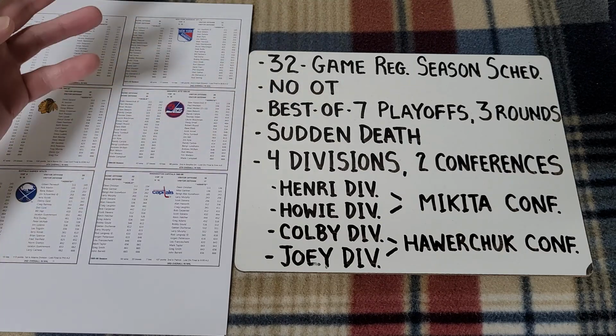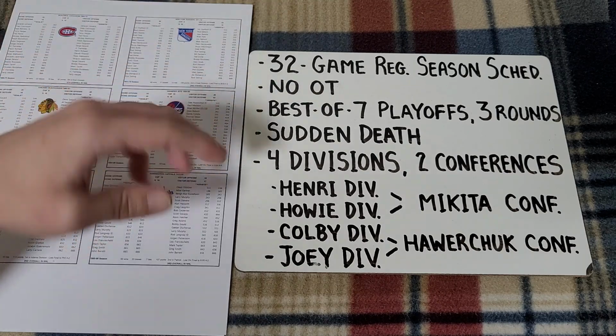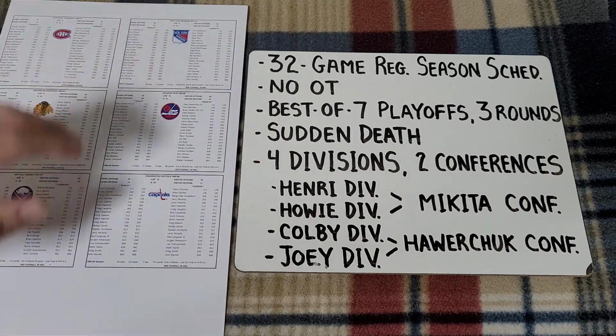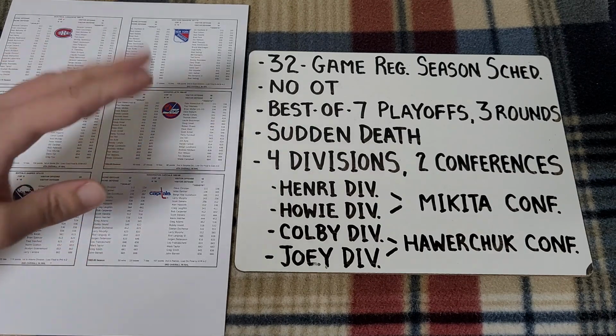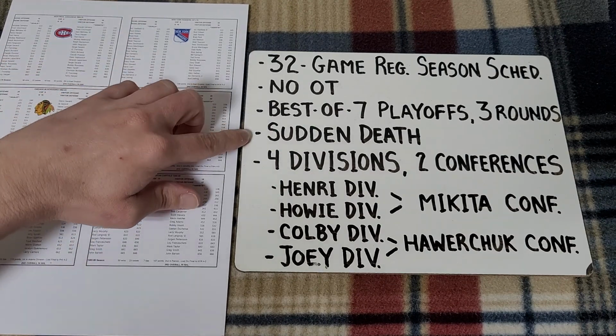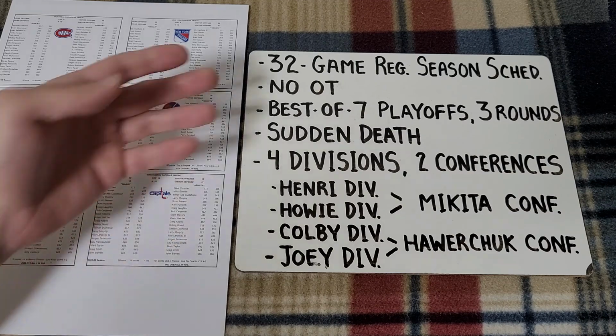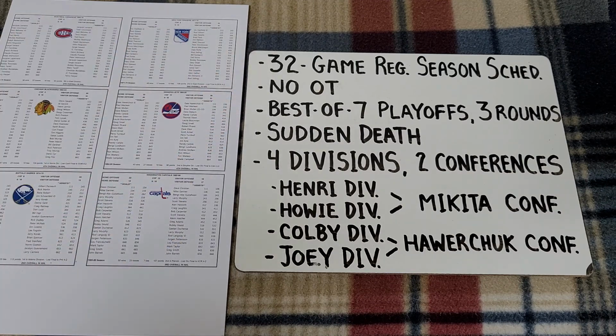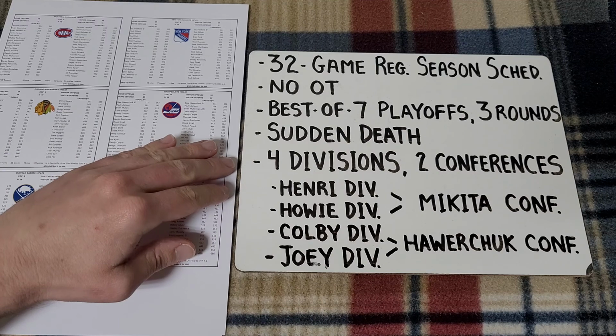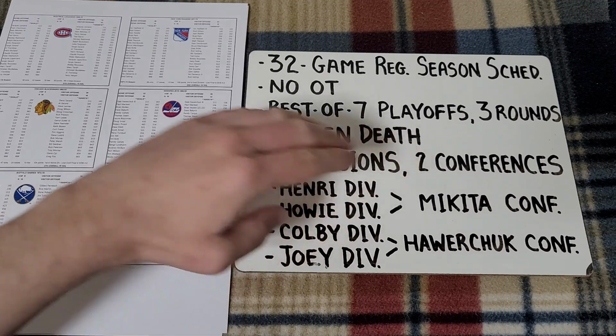No overtime. I simply don't do 3-on-3. I mean, these teams didn't play in that era anyway, but 3-on-3 shootouts, I can't be bothered with any of that. Sudden death I will do, and there will be best of 7 playoffs, 3 rounds, so there will be quarterfinals, semis, and a final. And 7-game series, or up to 7 games in each one. There will be 4 divisions in this and 2 conferences.